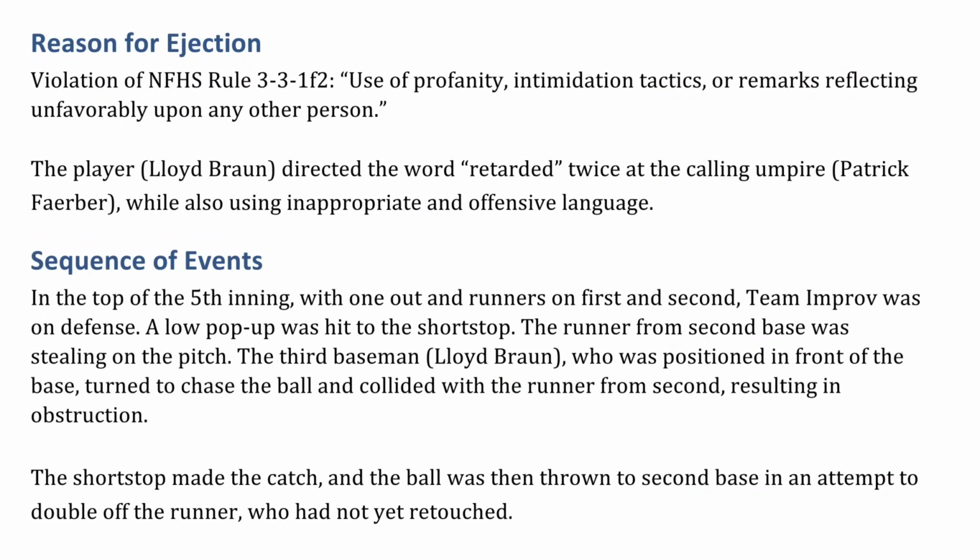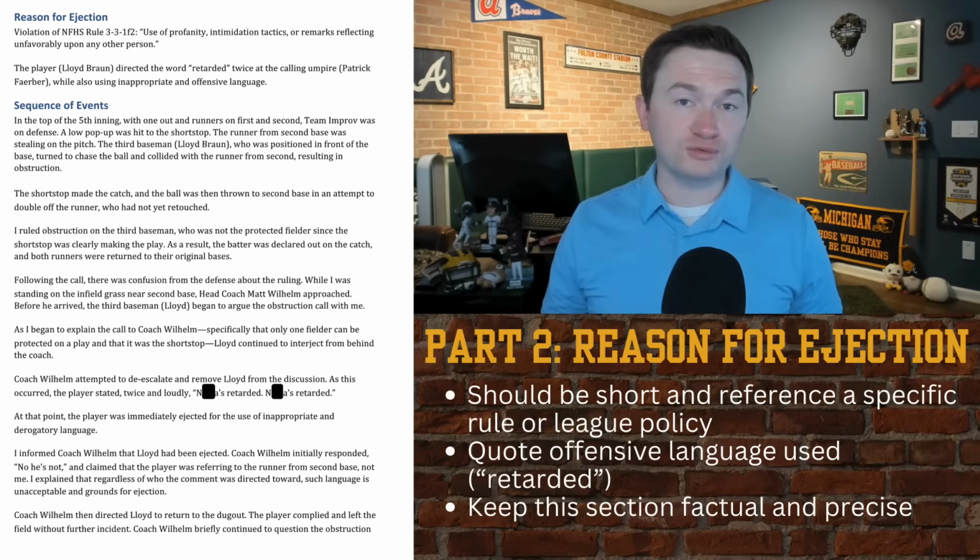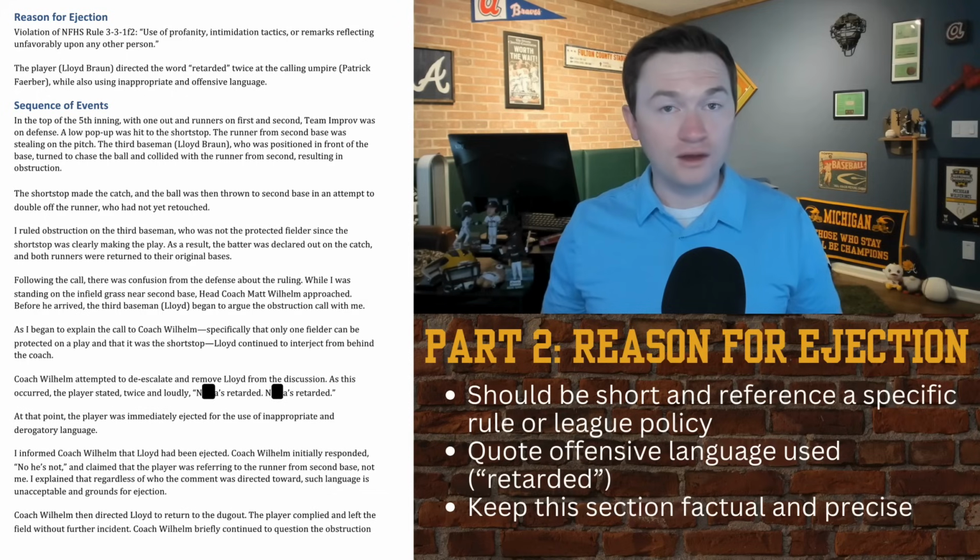Reason for ejection: violation of NFHS Rule 3-3-1F2. Use of profanity, intimidation tactics, or remarks reflecting unfavorably upon another person. The player, Lloyd Braun, directed the word retarded twice at the calling umpire, Patrick Farber, while also using inappropriate and offensive language. The reason this is important is it gives the reader an immediate understanding of what the ejection is going to be, who's getting ejected, and why it occurred.